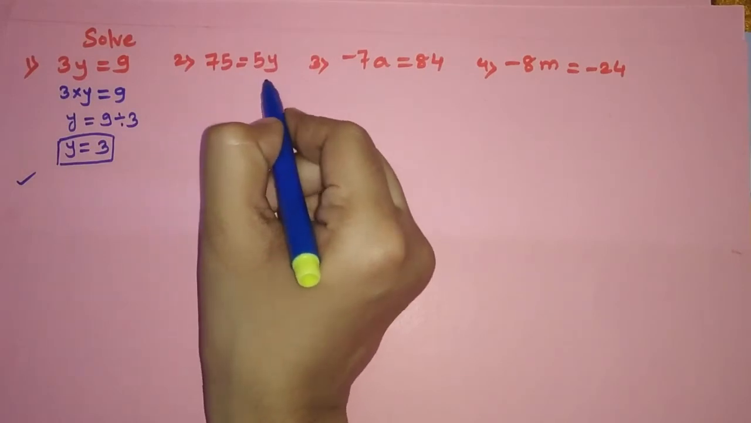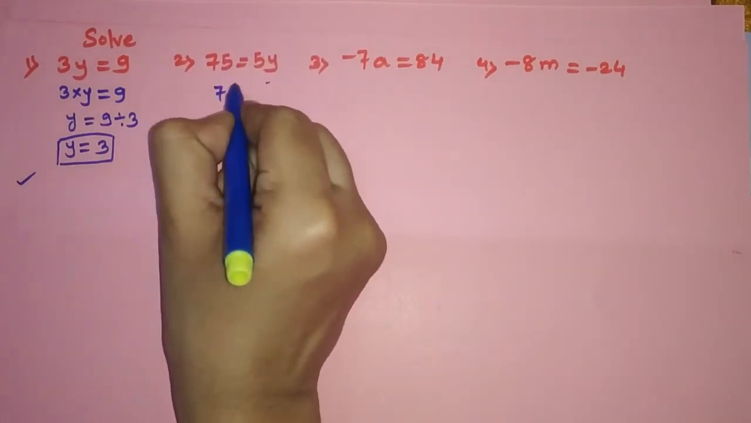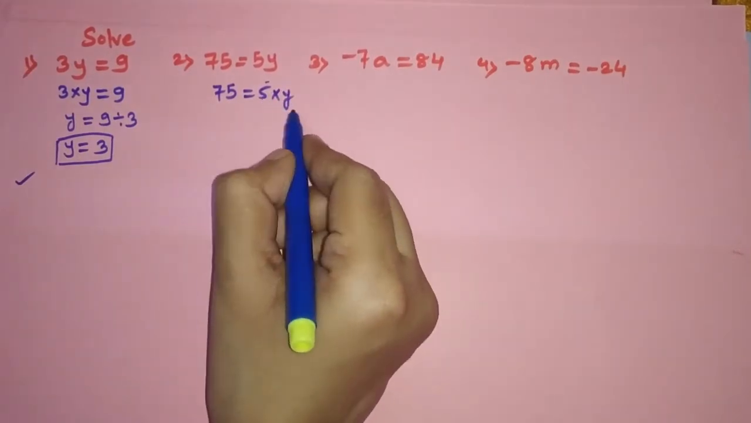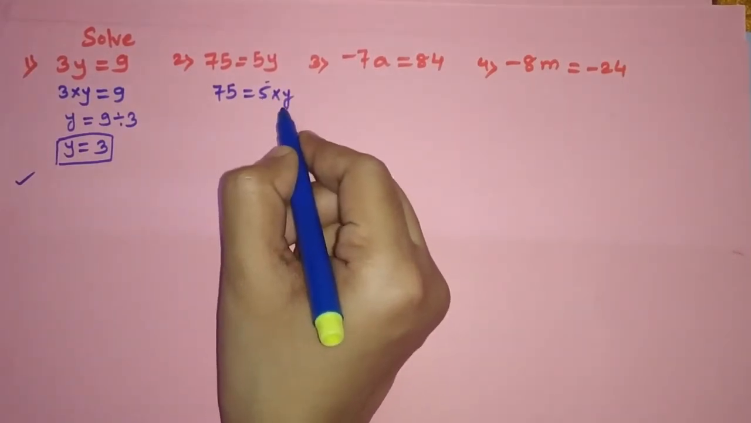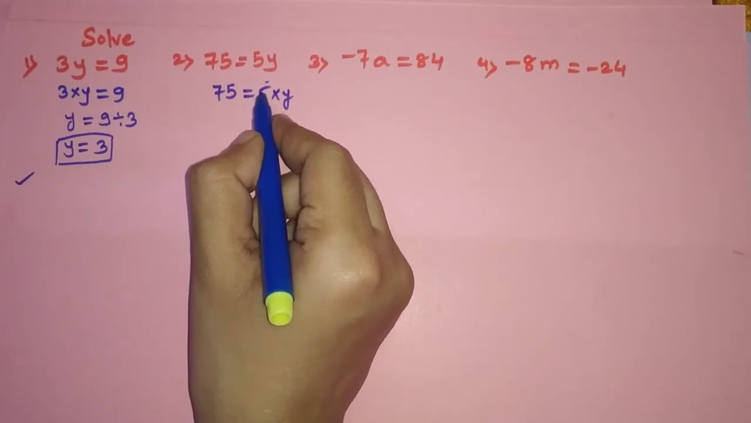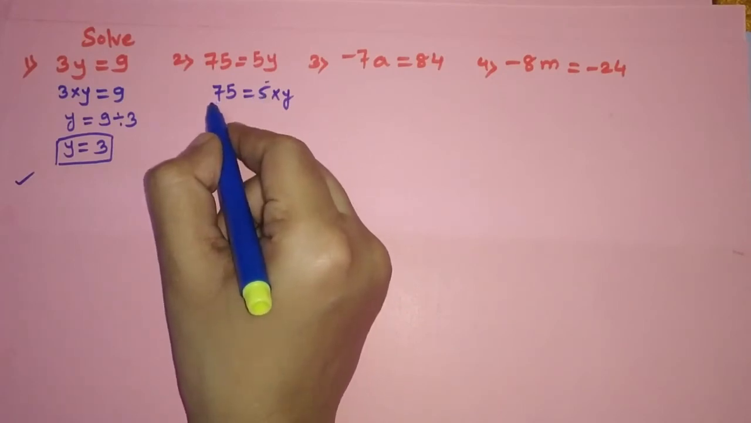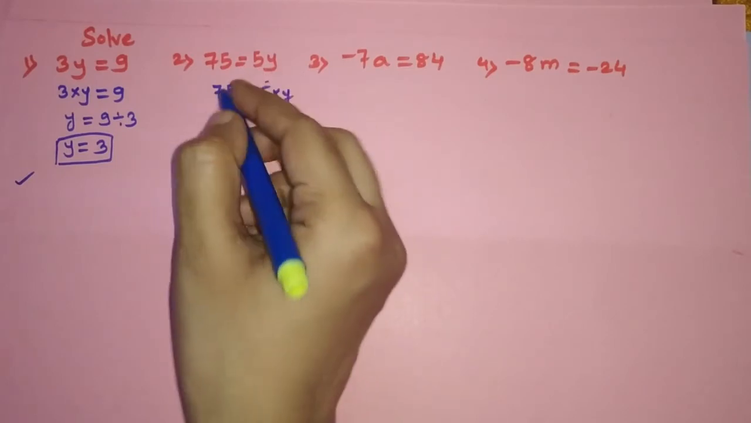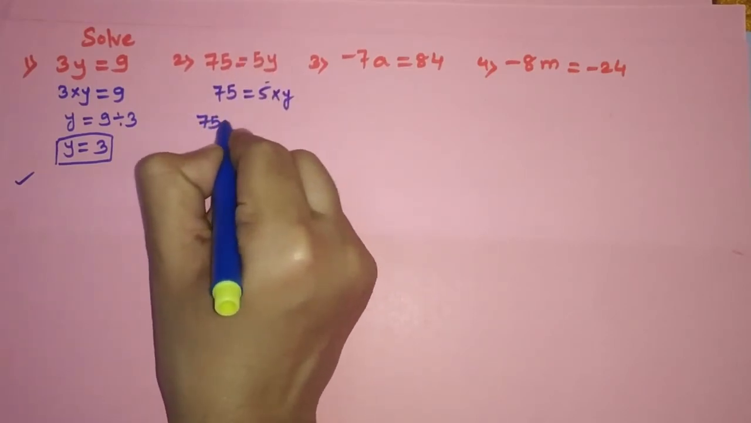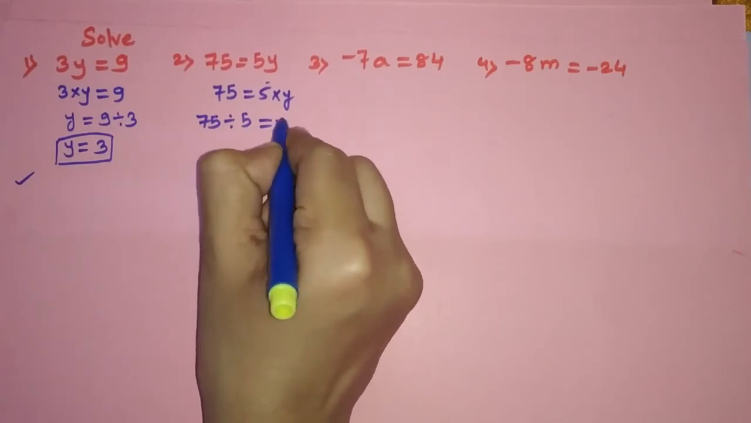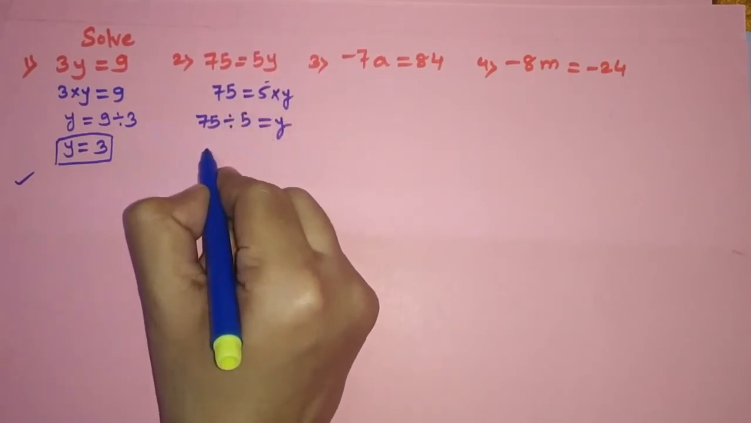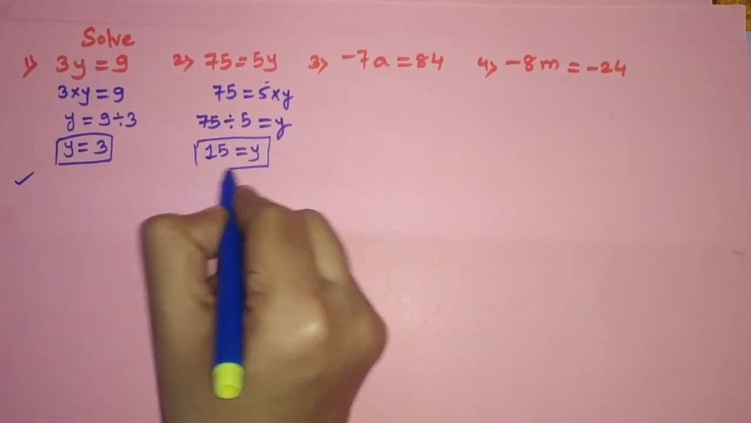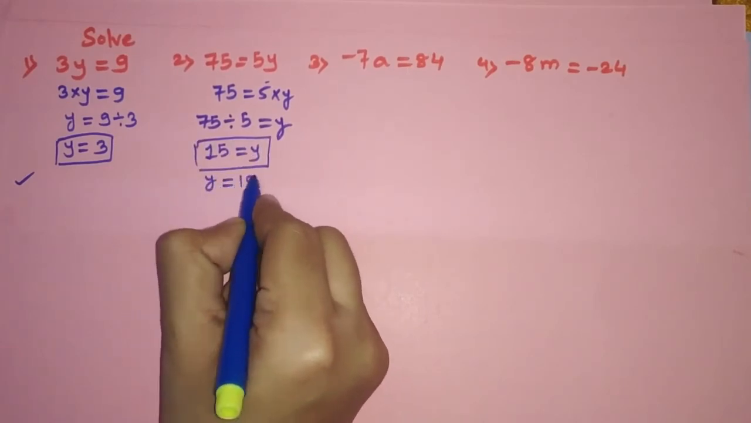Now 75 is equal to 5y. So it is 75 is equal to 5 into y. Now we need to find the value of y. So send this 5 to the left hand side, transposing this multiplication of 5. So you will get 75 divided by 5, which is equal to y. So you will get 15 here. y is equal to 15 or 15 is equal to y. Both mean the same.